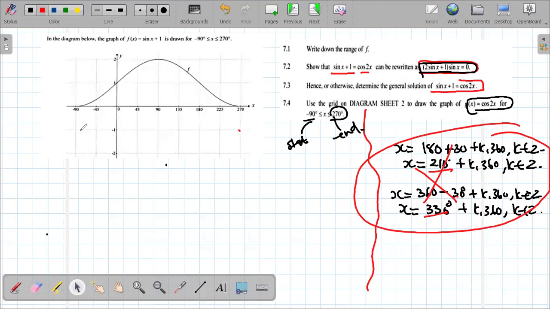Negative 90 and negative 1. Negative 45 and 0. 0 and 1. 45 and 0. 90 and negative 1. 135 and 0. 180 and 1. 225 and 0. Negative 1. Okay, 270, negative 1.